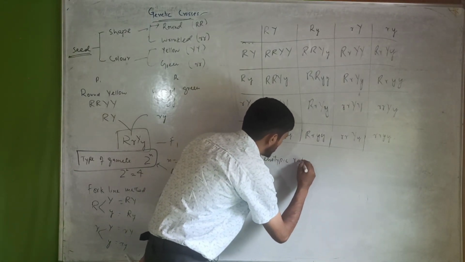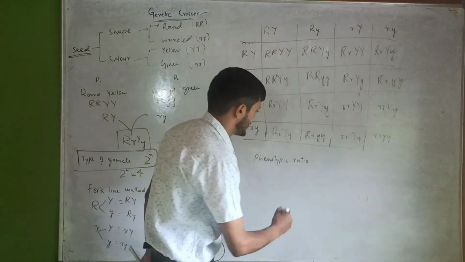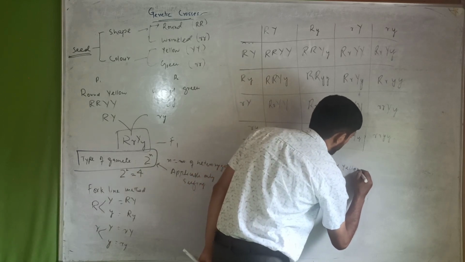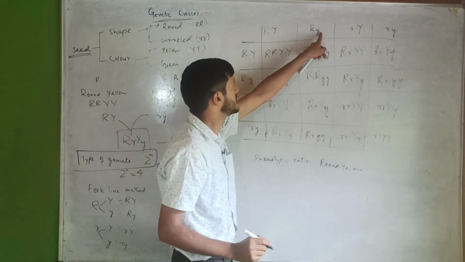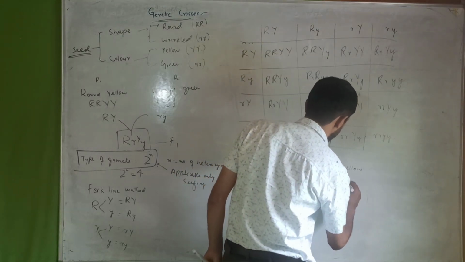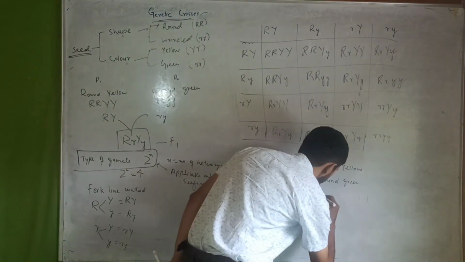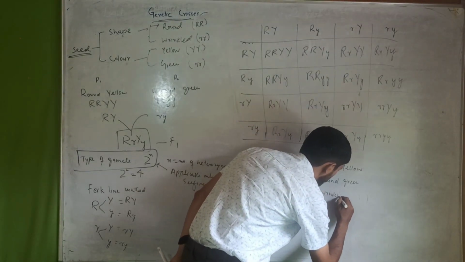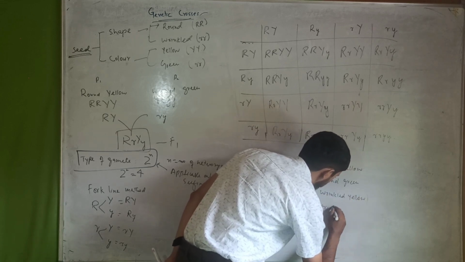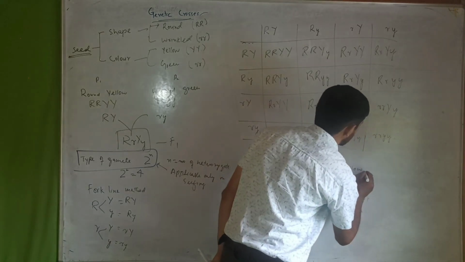Phenotypic ratio. What is phenotypic ratio? RY, round yellow. Round yellow, round green, round green, then wrinkled yellow, wrinkled yellow, wrinkled green.